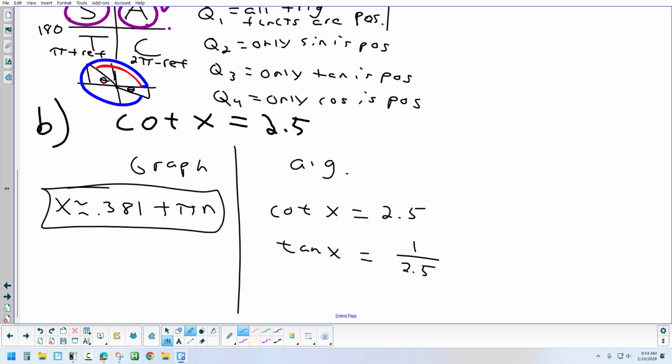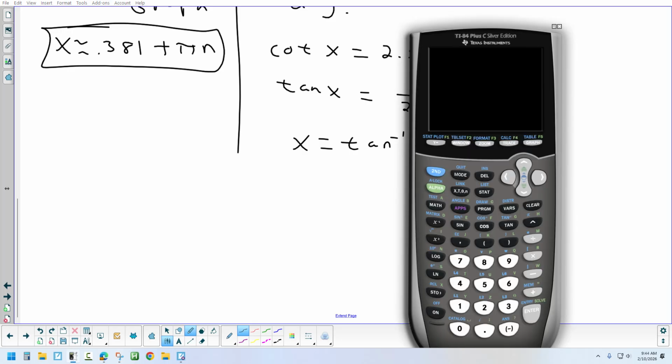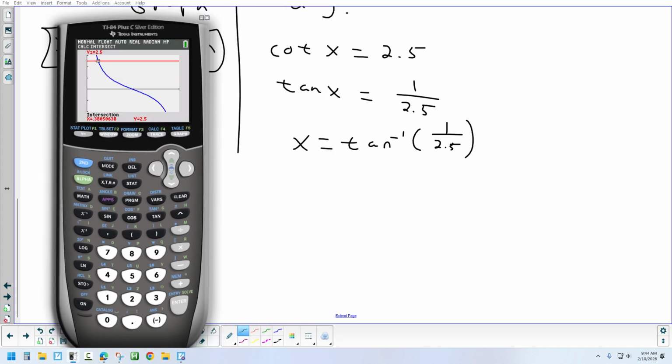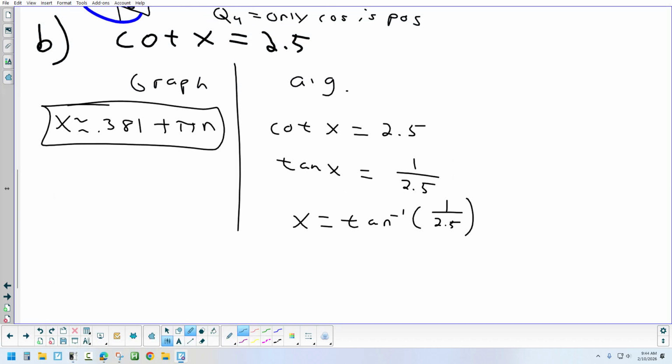And now what trig function could we use on both sides to get x by itself? Yeah, the inverse of tangent. Right. Take the inverse tangent on both sides. Okay, let's do that and see what we get. Inverse tangent of 1 divided by 2.5 comes out to 0.381. 0.381, exactly the same thing.